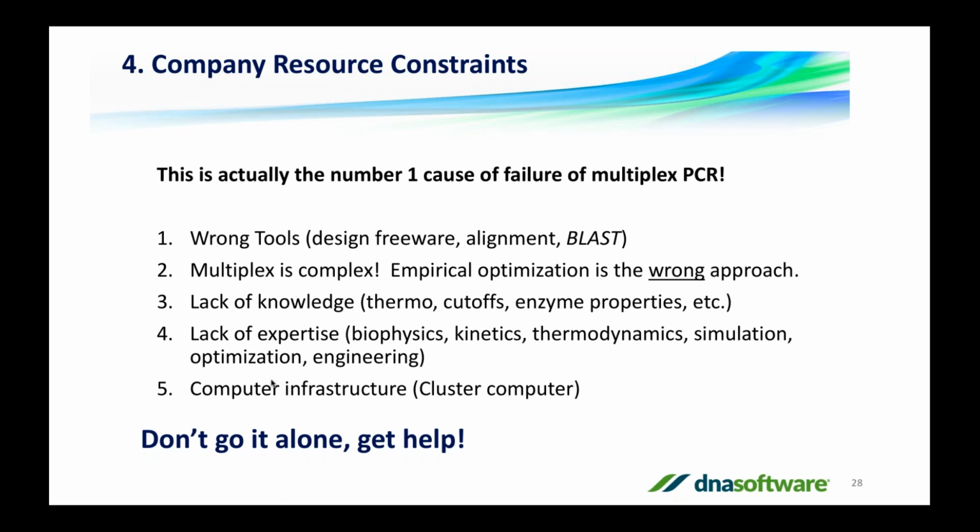Another problem with company resource constraint here is the idea that they have a lack of knowledge. The team may have strengths in some scientific areas, but not strengths in all of the areas that are needed in order to solve the multiplex problem. Think about just the things I've covered in the lecture today. We talked about thermodynamics of hybridization and folding. We talked about setting cutoffs for delta G's and what is an extensible hit versus not extensible hit. That's a great deal of knowledge that many groups just don't have the expertise for.